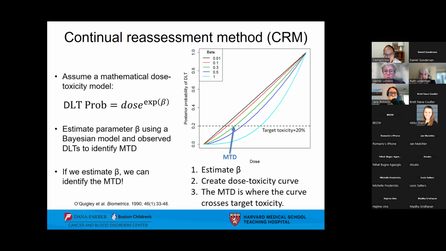So in this example, the investigator has selected a targeted toxicity of 20%. So we take the information on the prior, the educated guesses from the investigator, combine that with the observed data about DLTs on the trial, run the model to estimate the parameter beta, and then plot the curve. And the maximum tolerated dose is the point where this dose toxicity curve crosses the target toxicity threshold. Next.